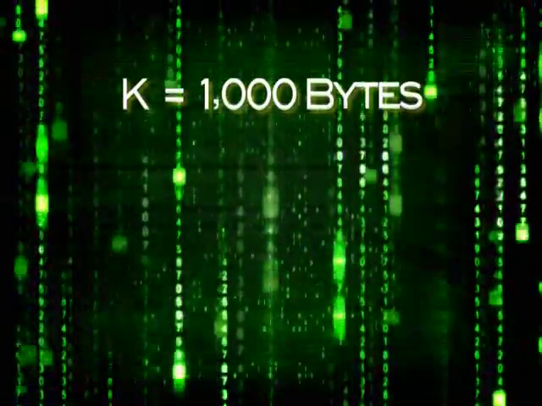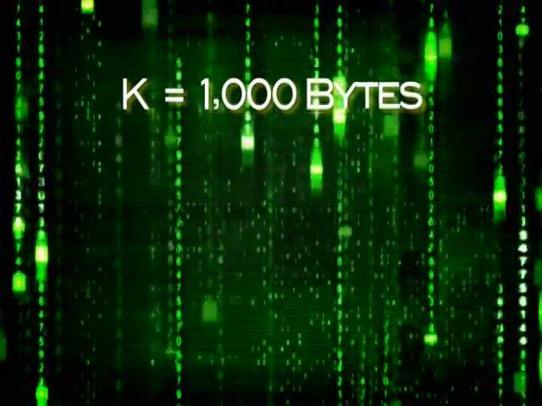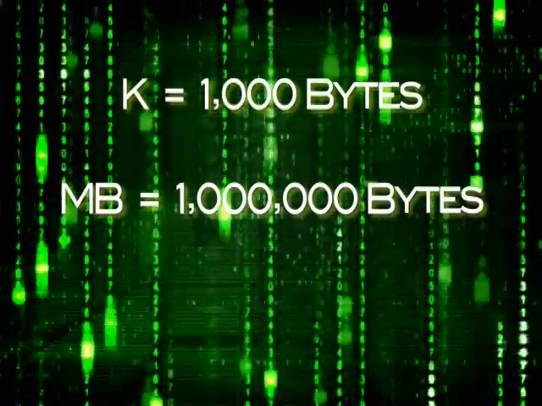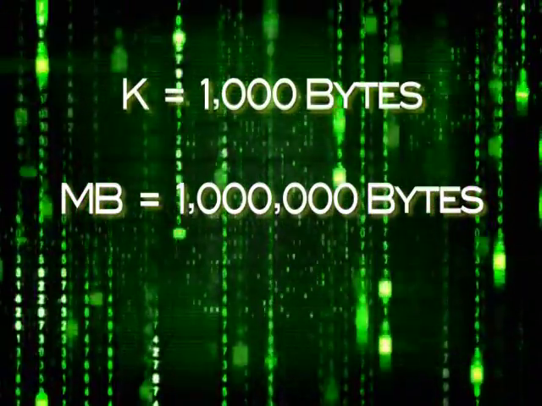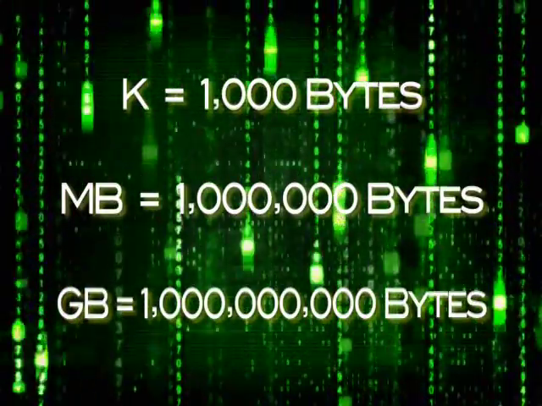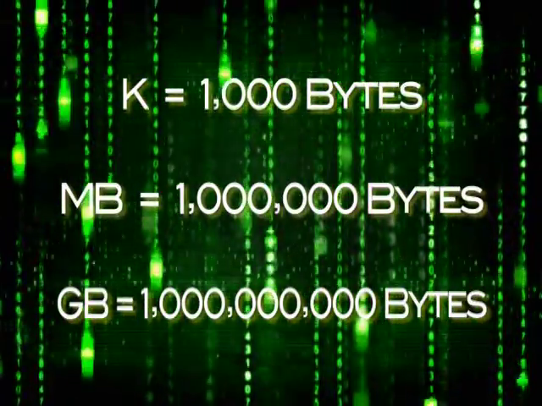A kilobyte is 1,000 bytes, abbreviated K. A megabyte is 1,000,000 bytes, abbreviated MB. A gigabyte is 1 billion bytes, abbreviated GB.